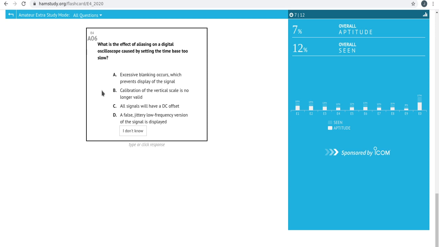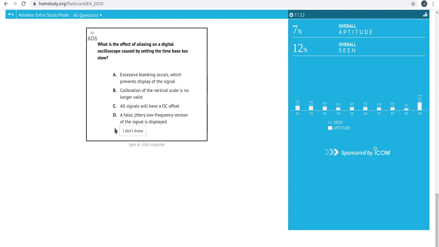What is the effect of aliasing on a digital oscilloscope caused by setting the time base too slow? A, excessive blanking occurs, which prevents display of the signal. B, calibration of the vertical axis is no longer valid. C, all signals will have a DC offset. D, a false, jittery, low frequency version of the signal is displayed.